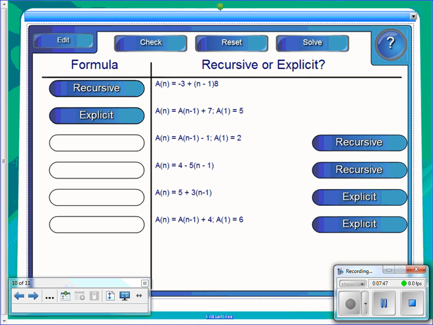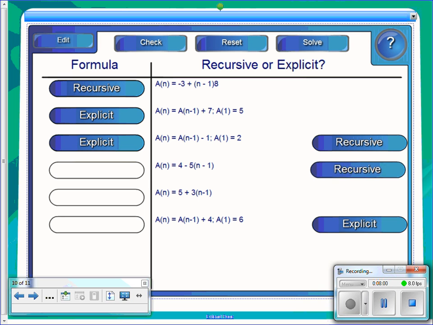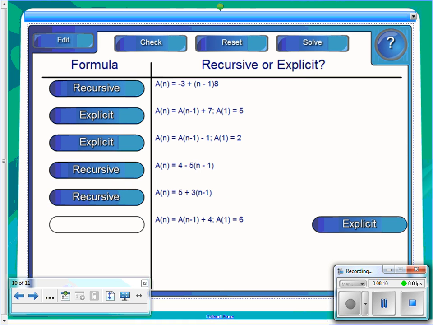In the next one, again, we have a_1 equals 2. That's telling me the first term is 2, so that's explicit. In the next one, the first term is 4, and then our common difference with n minus 1, that's recursive. In the next one, again, our first term is 5 and our common difference is 3, so that's recursive. And in our last one, we're given the first term of 6, so that's explicit.